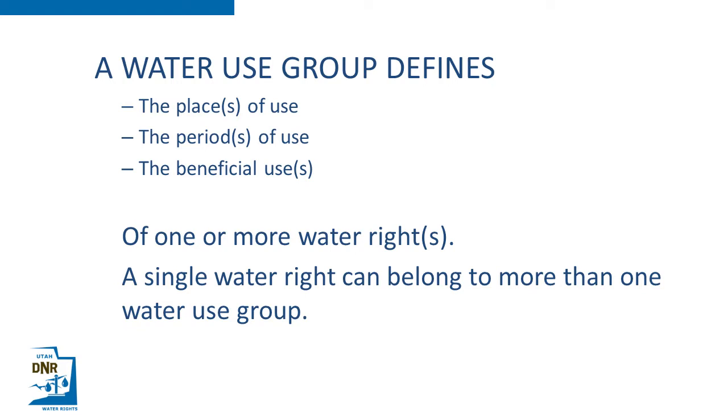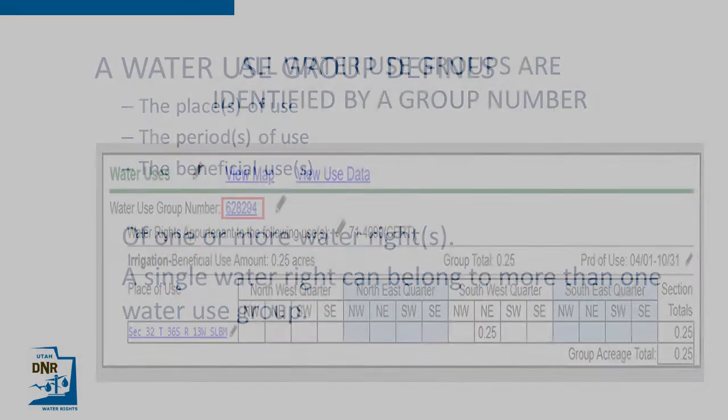Water use groups can contain one water right or many. Water use groups are not typically structured based on points of diversion, nor are they structured around ownership. There may be multiple points of diversion, both surface and underground, for water rights listed in a water use group. Water use groups may also contain multiple owners.